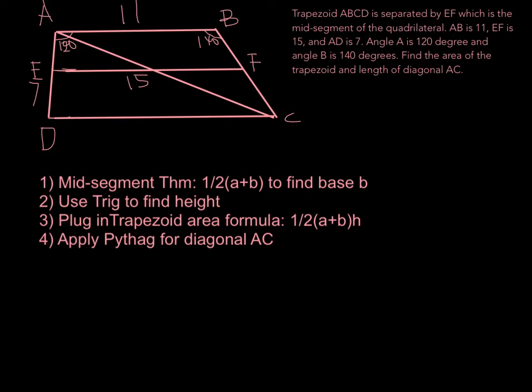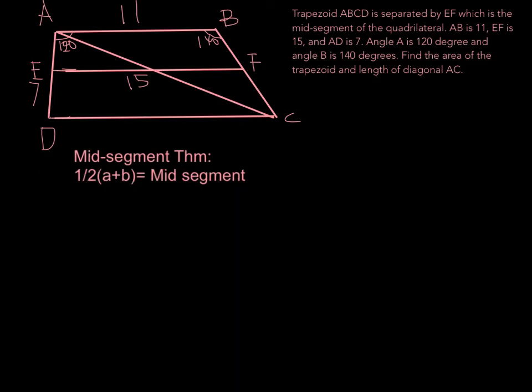The first step is using the mid-segment theorem that we just learned to find the longer base, DC. My second step is using trig to find the height. Then I will plug in the trapezoid area formula and find the area of the trapezoid. Then to find diagonal AC, I would use the height we just found and this part of DC to find the diagonal AC.